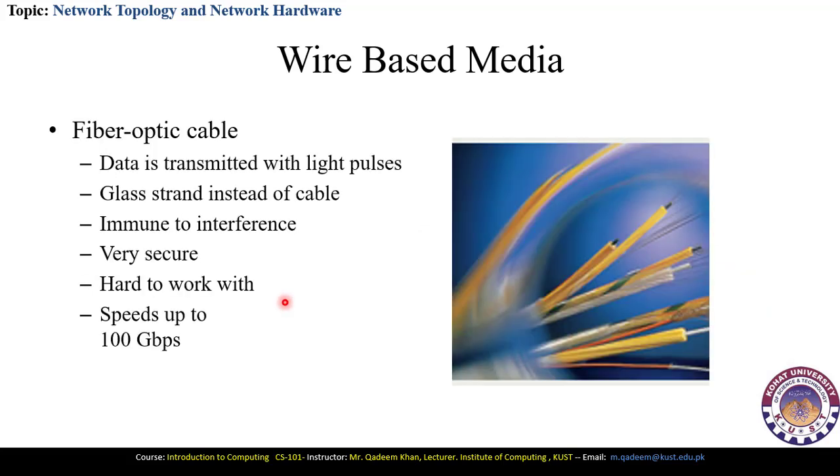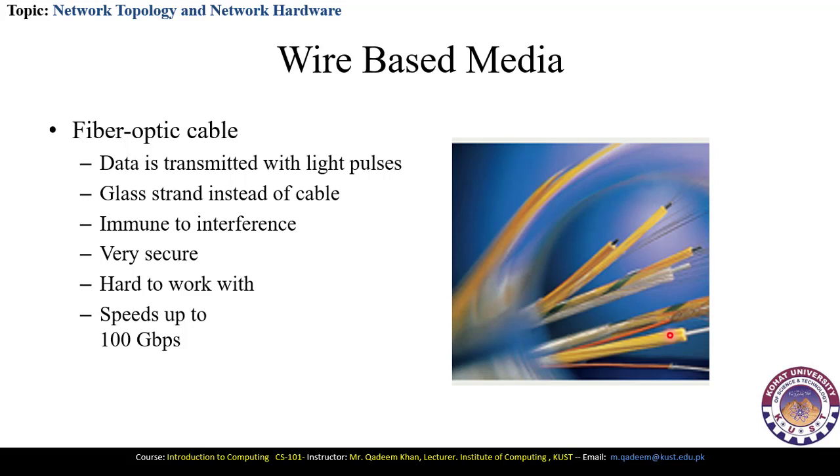Another type of wire-based media is the fiber optics cable. Fiber optics cable is much more efficient than the previous cables because it uses fiber, and it uses light as the medium to travel. Data is transmitted with light pulses and glass strands instead of copper cable. You can see there are glass strands here. Glass strands are used to transmit the light from one computer to another.